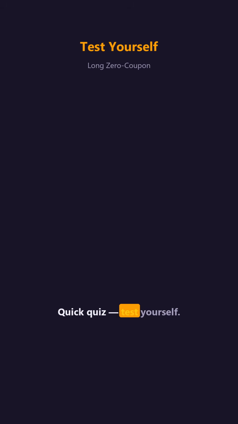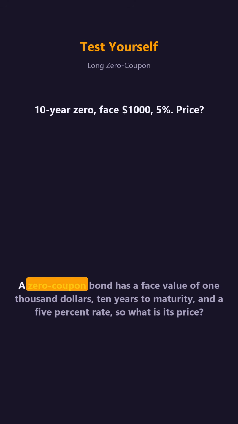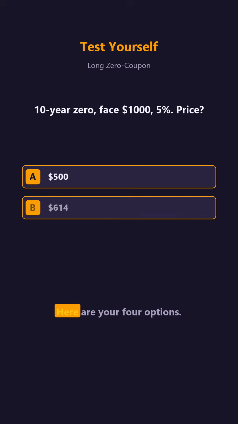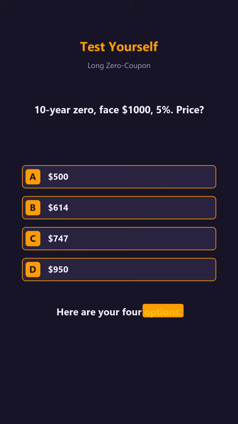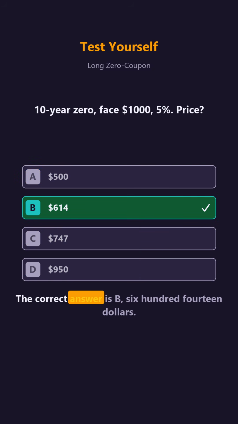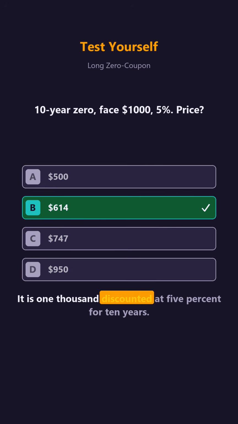Quick quiz, test yourself. A zero coupon bond has a face value of $1,000, 10 years to maturity, and a 5% rate, so what is its price? Here are your 4 options. Pause the video and solve it now. The correct answer is B, $614. It is $1,000 discounted at 5% for 10 years.